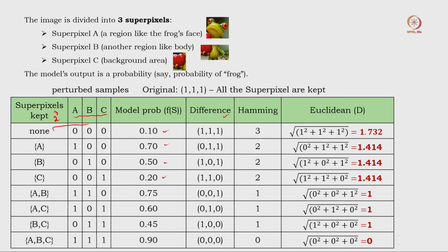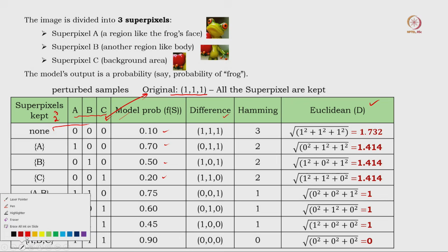How are we calculating the difference? We are calculating the difference by considering the original. What is the original? Where all the features are kept. So, compare this with the original and calculate the difference. Then calculate the distance, and the distance is calculated using the Euclidean formula here.